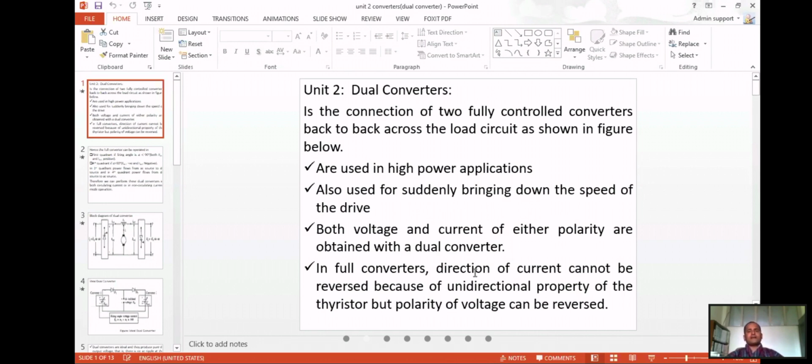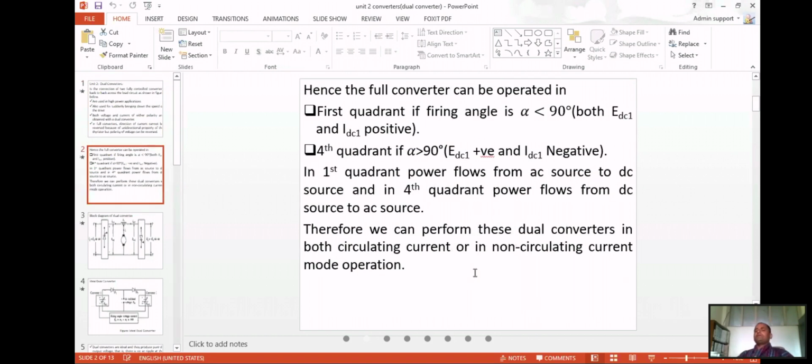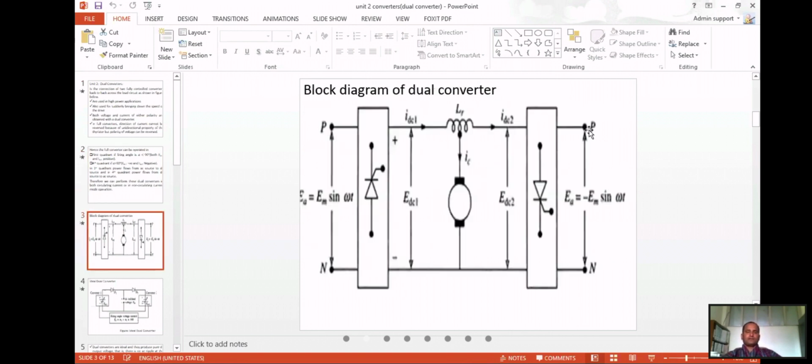In full converters, the direction of the current cannot be reversed because of the unidirectional nature, but the polarity of the voltage can be reversed in the case of full converters. So how do these two converters, the dual converters, actually operate?